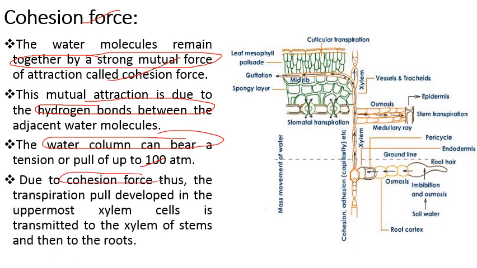Due to cohesion force, the transpiration pull develops in the uppermost xylem cells and is transmitted to the xylem of stems and then to the roots. Jo transpiration pull hai, leaves mein develop hota hai, then it moves in the downward direction through the stem and reaches the roots, and this pull is responsible for this upward movement of ascent of sap.